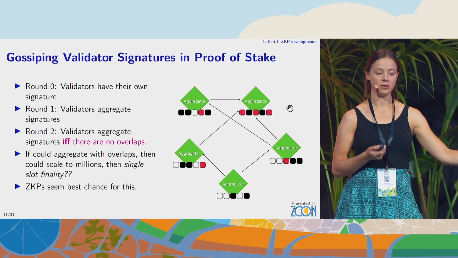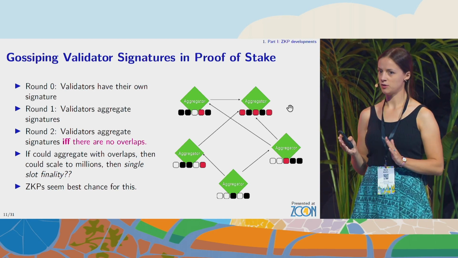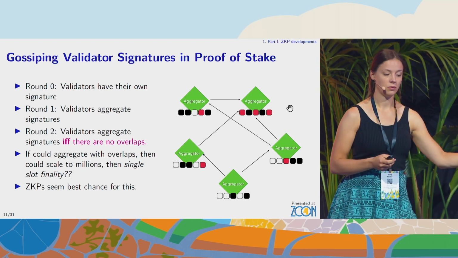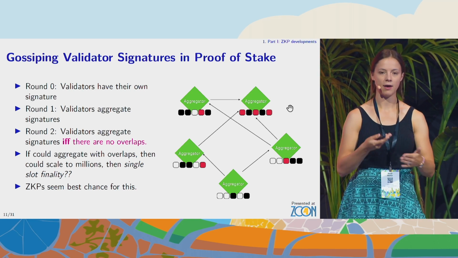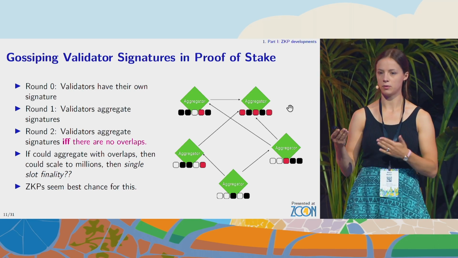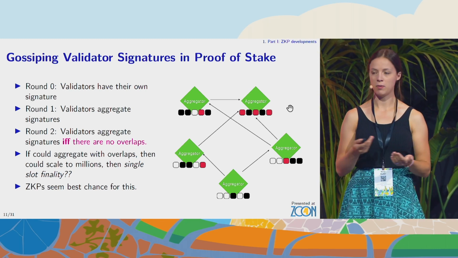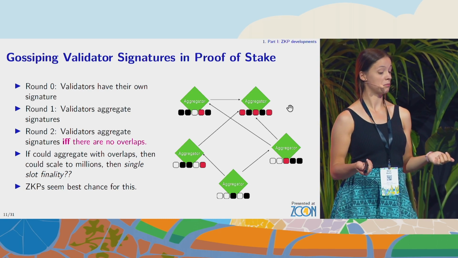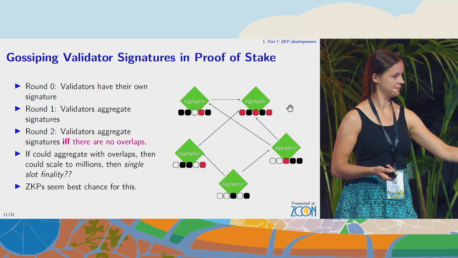If instead we could aggregate with overlaps, which is something that recursive zero-knowledge proofs could give you, then we could genuinely have this overlapping going on, and we could scale to many more parties. Maybe there are ways to do this without zero-knowledge proofs, but we don't know of them. And we know that, at least theoretically, zero-knowledge could do this.